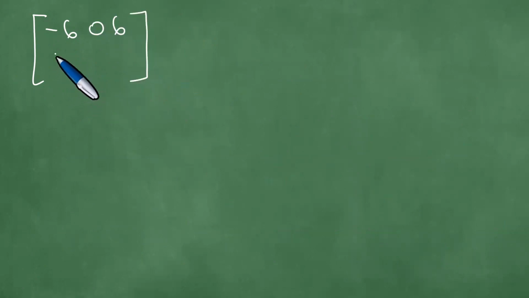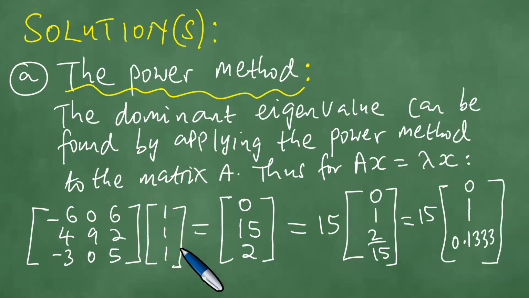So we take the matrix A still with the entries minus 6, 0, 6, 4, 9, 2, minus 3, 0, 5. We multiply it by the vector x in the Ax equals lambda x eigenvalue problem equation. So we take the 0, 1, 0.133.